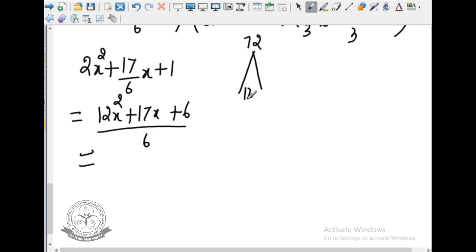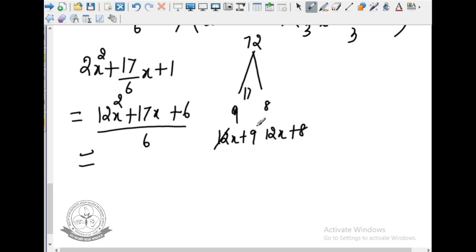So 9 8s are 72. If I add these two, I will get plus 17. So the coefficient I am having is 12. So how can I write 12x plus 9, 12x plus 8.